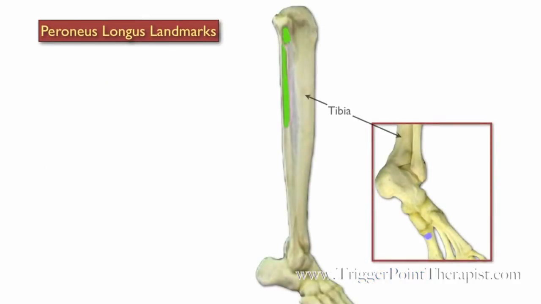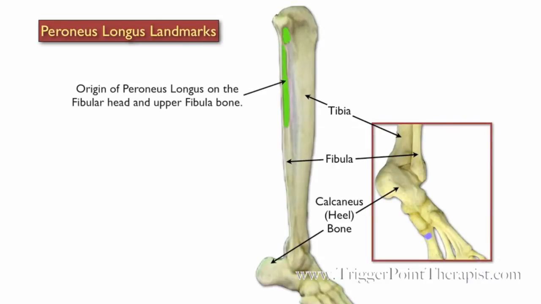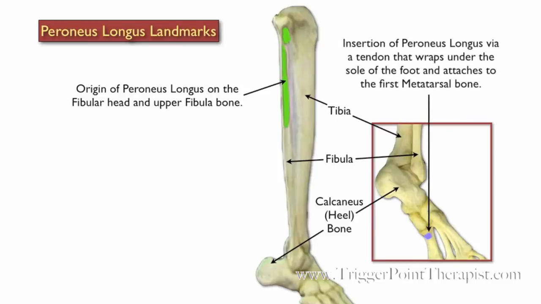Let's take a look at the landmarks for the Peroneus longus. We have the tibia, the fibula, and the calcaneus. The Peroneus longus originates on the fibular head and the upper part of the fibula, and it inserts via a tendon that wraps under the sole of the foot and attaches to the first metatarsal bone.